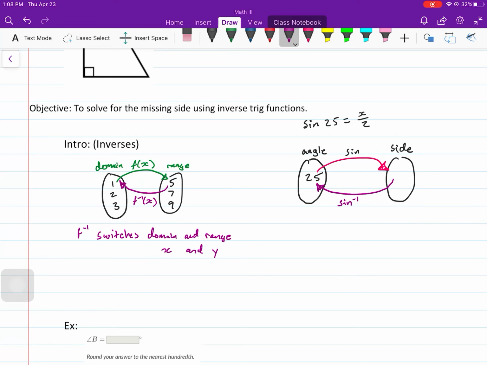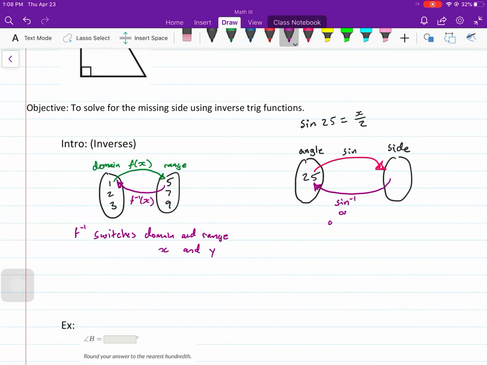We're going to call that sine inverse. It's sine with the little -1 there. Or it's also called arc sine. So you can call it that. That's what's going to be used. That's what's going to cancel it out. It's what's going to take a side and give us an angle.